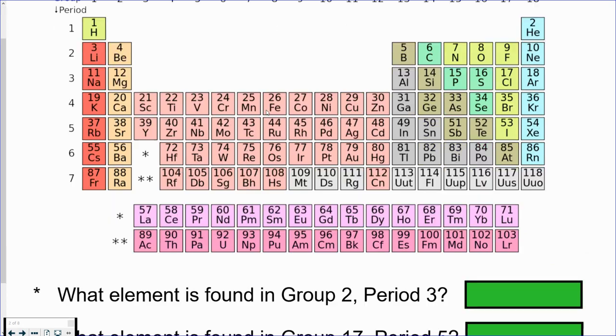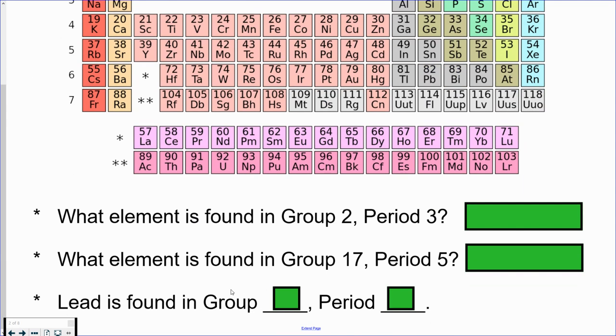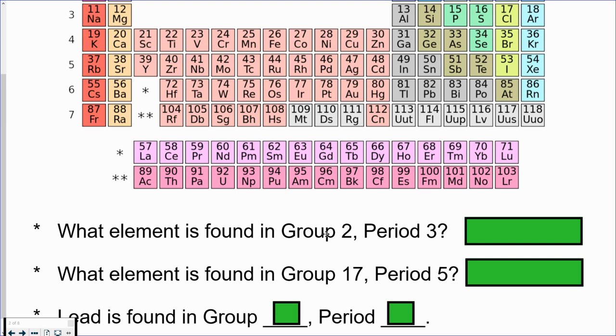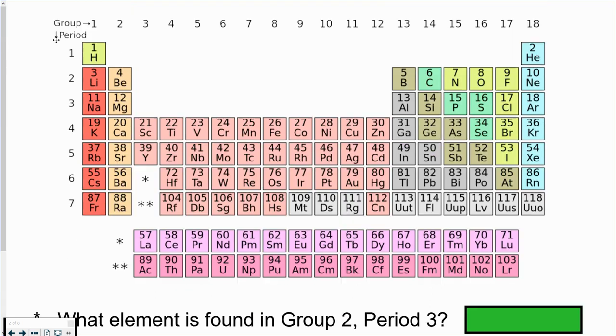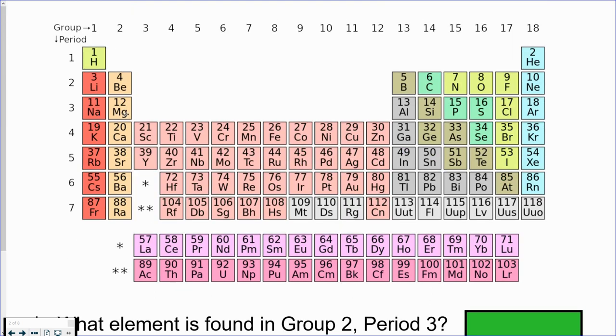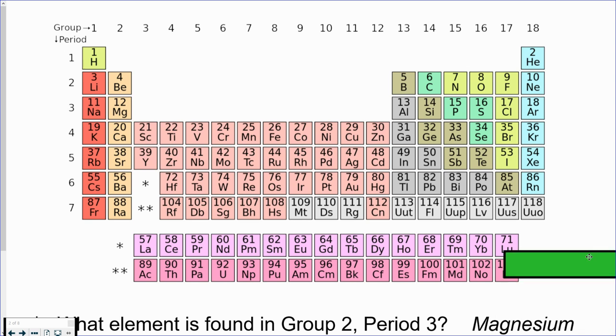So what I'm going to do on here is let you go ahead and find these. The nice thing about groups and periods is you can use them as kind of like a coordinate system, like math, in order to find it. So we're going to find group 2, period 3. So group 2 is here. Period 3 is Mg. It's magnesium.